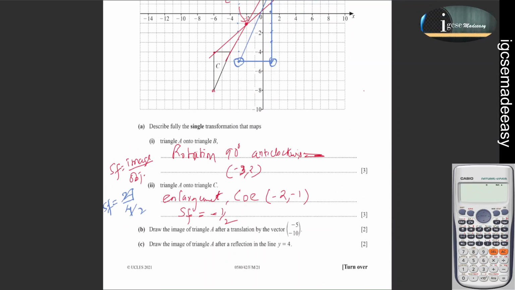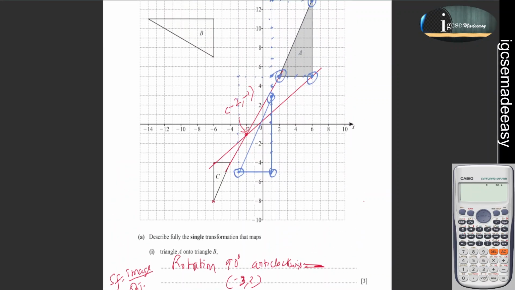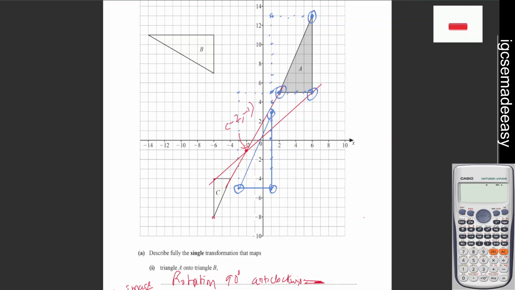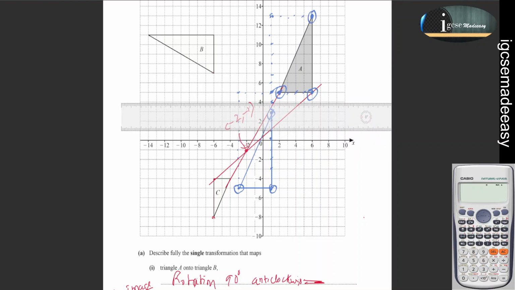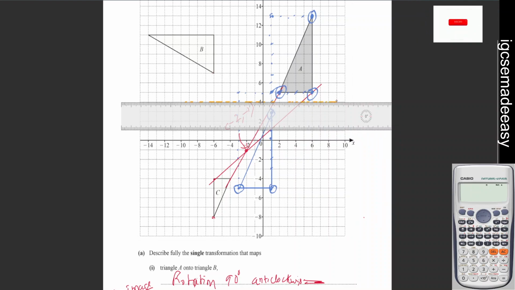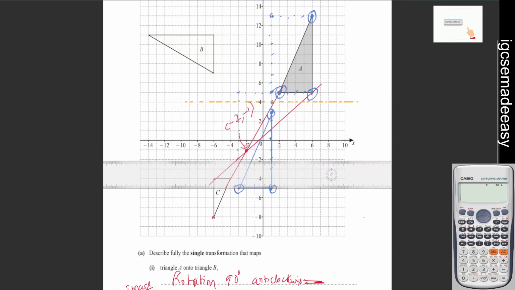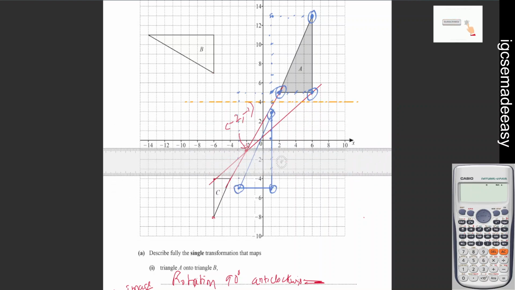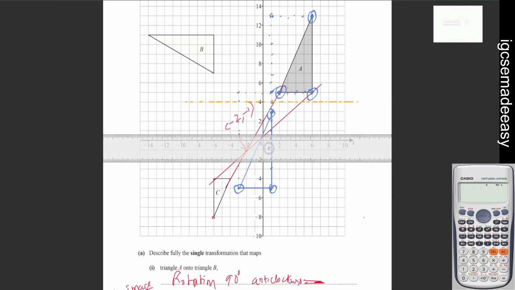So let's move on. Part C, draw the image of triangle A after reflection in the line y equals 4. So first we need to know that the mirror line is y equals 4, right? So let's draw the mirror line. If I draw the mirror line y equals 4, this will be the mirror line, right? Then the object has to be reflected in the y equals 4 line.